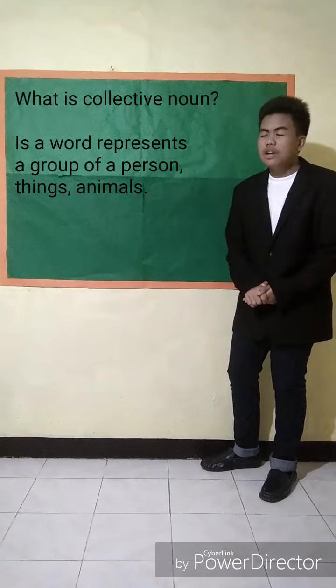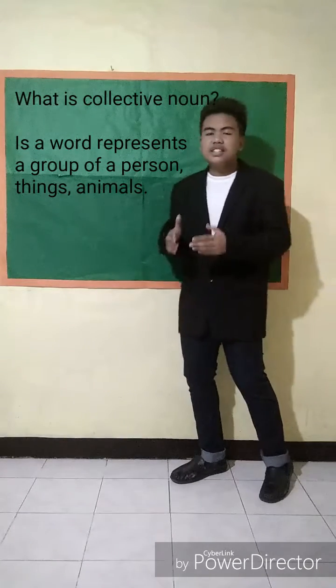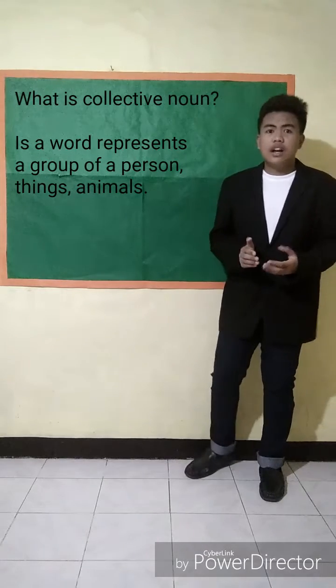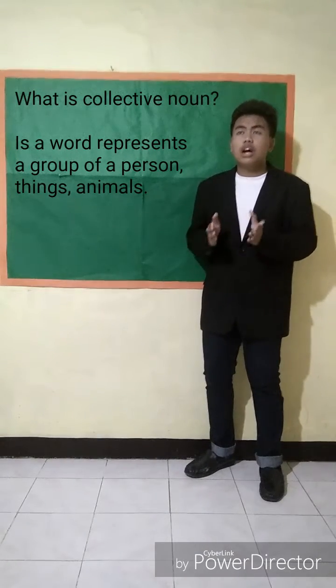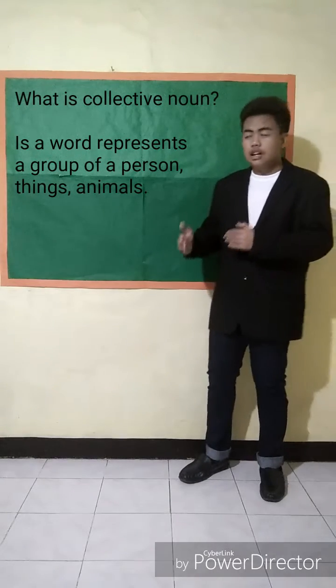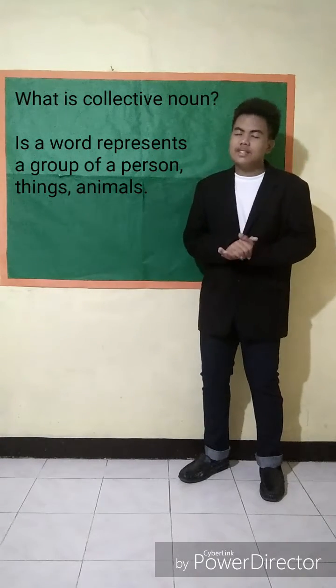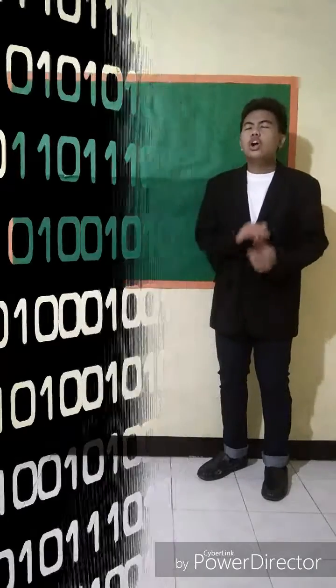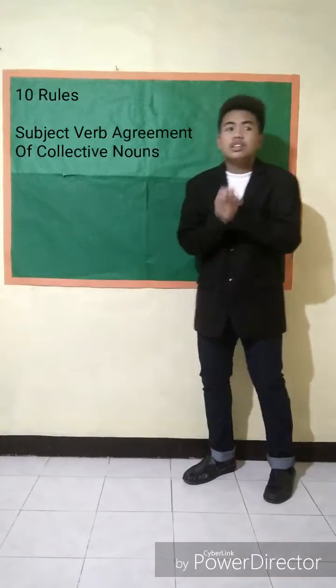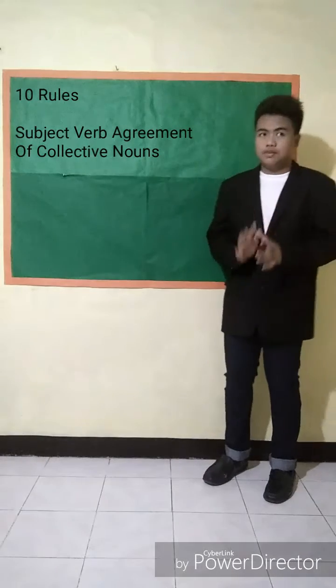What is a collective noun? A collective noun represents, in a sentence, a group of persons, animals, things, etc. So collective nouns are used in verb agreement. On the subject of collective nouns and verb agreement, there are 10 rules.